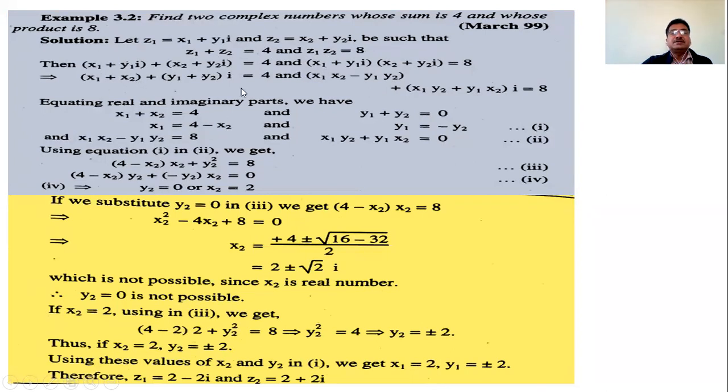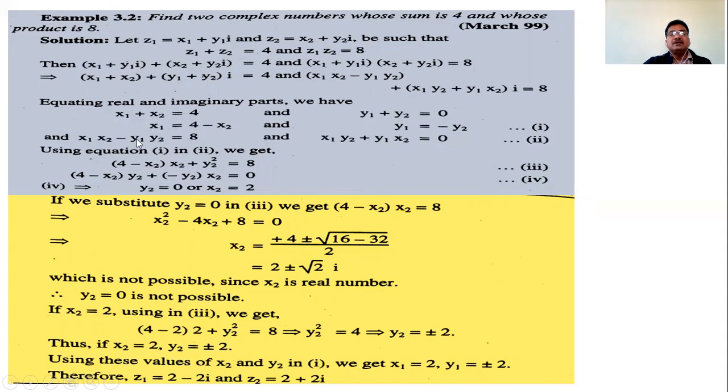So x1 plus x2 is 4 and y1 plus y2 is 0, because in the imaginary part, the number 4 you can express as 4 plus 0i. So the imaginary part is 0. Here again the real part of this number, x1 x2 minus y1 y2, is equal to 8. And the imaginary part, x1 y2 plus y1 x2, is equal to 0, because 8 is 8 plus 0i. And then solving these equations. So first is x1 plus x2 equal to 4, this y1 plus y2 equal to 0, and this is the second and this is the fourth. Solve all these four equations and find the values of x1, x2, y1, y2.